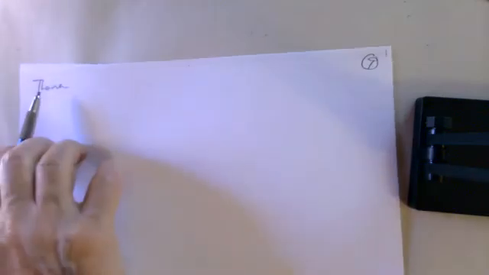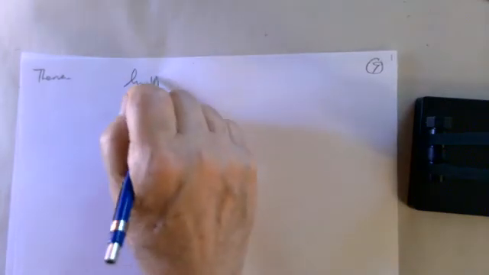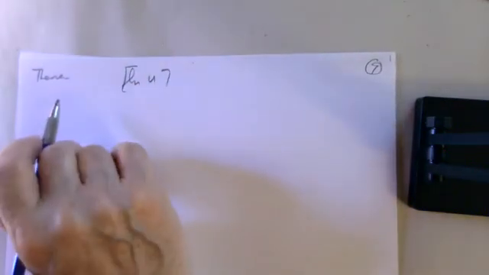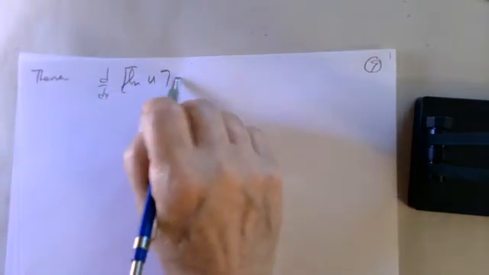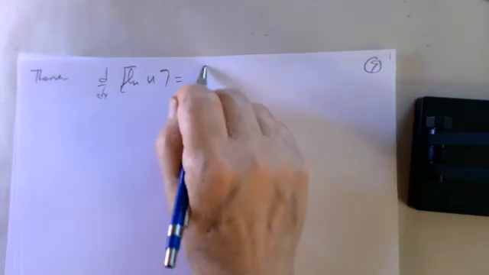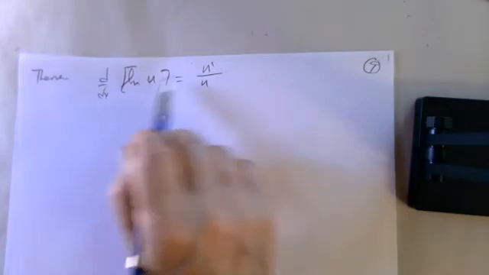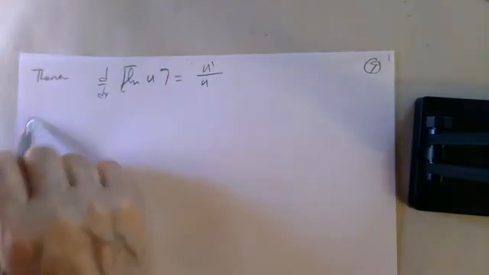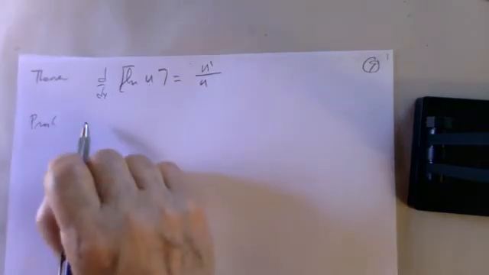So we proved that the derivative of the log of x is 1 over x. Suppose we have the function log of u, where u is a function of x. And we want the derivative of log u. So the following is true. This is u prime over u. Okay? The derivative of log u is 1 over u times the derivative of u. And the proof is as follows.